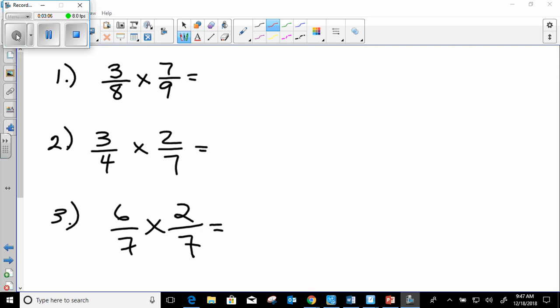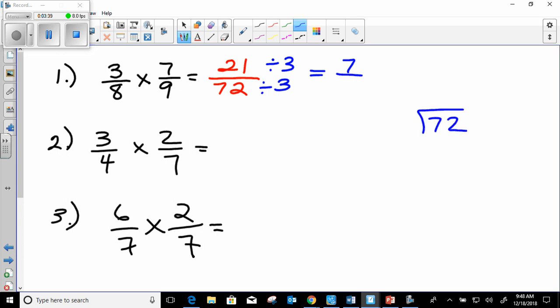Okay, so let's see how you did. You could multiply straight across the top. 3 times 7 is 21, and 9 times 8 is 72. Now, that's a very large number. And if I reduce by 3, maybe I could try 3 and see if that works. I know that 21 divided by 3 is 7, but I'm not sure what 72 divided by 3 is, so I'm just going to work it over here on the side.